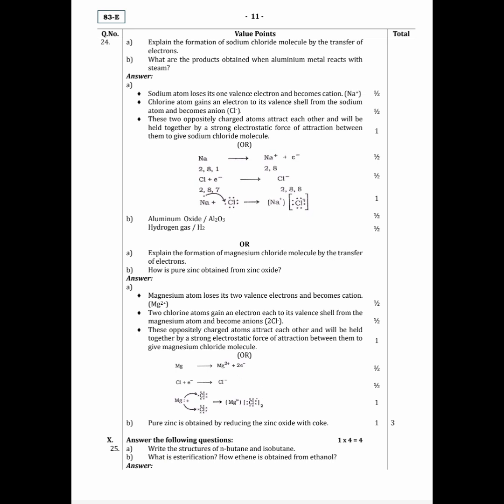Or else you can write this formation also, feel comfy and write effectively. Answer for subquestion B. The products obtained when aluminium metal reacts with steam. Answer is aluminium oxide and hydrogen gas.